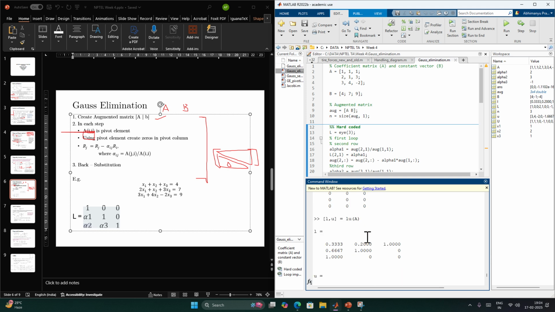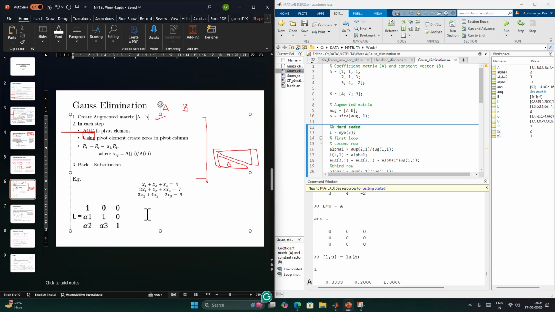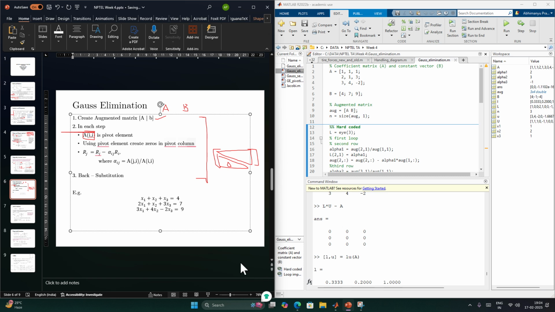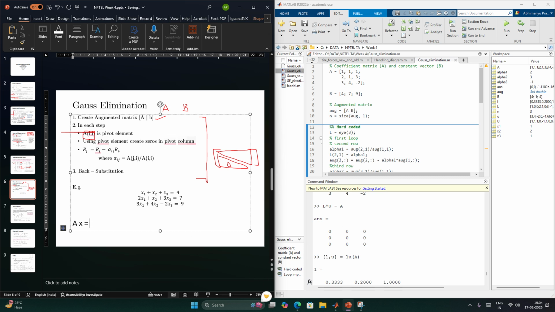So why do we need to do this LU decomposition? In this case, we can write this whole problem as AX equal to B. So this is our problem, right? Now if I change this A matrix to LU, and now I combine this U and X together, that becomes Ly is equal to B.